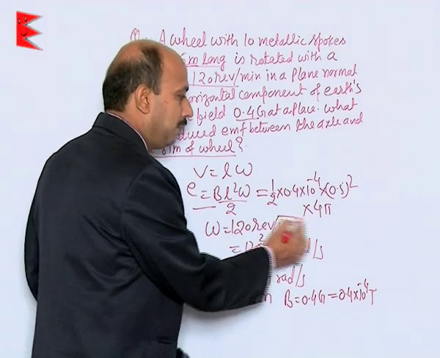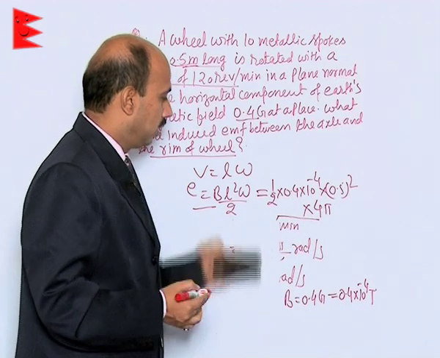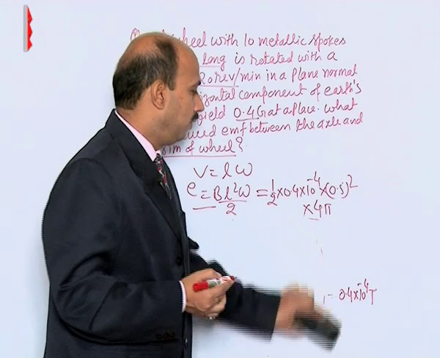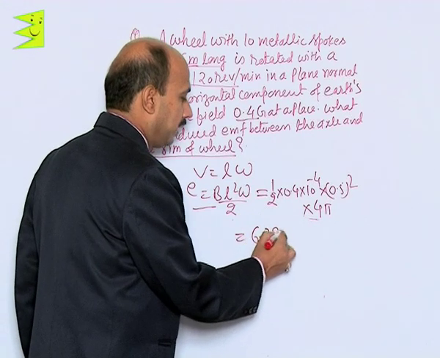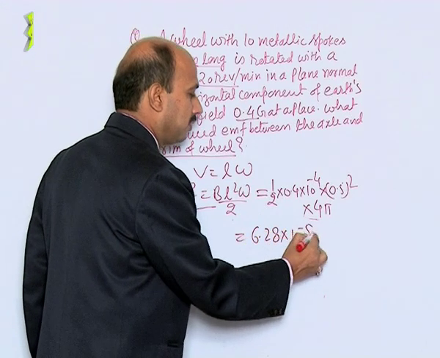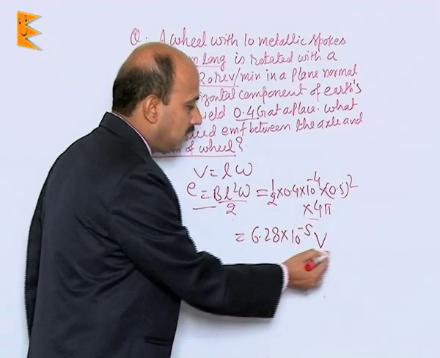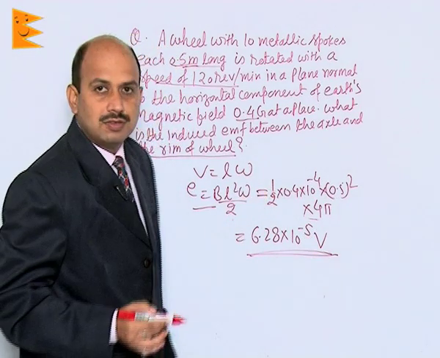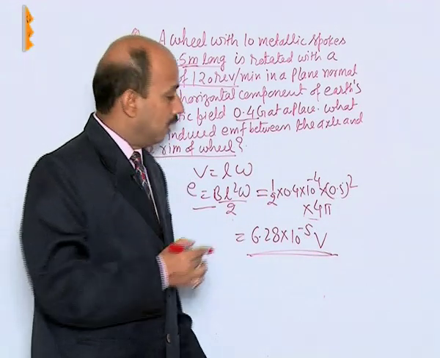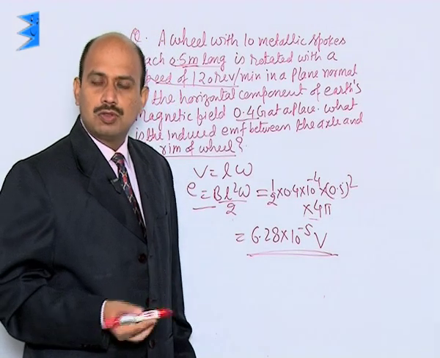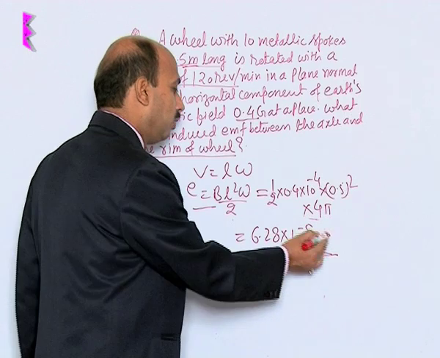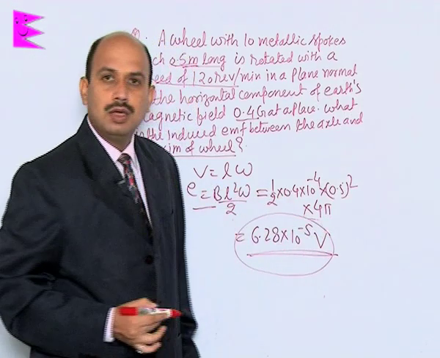Now, when you multiply this and solve, you will get 6.28 into 10 raised to power minus 5 volt. So, this is the EMF induced. Actually, this is the EMF induced across the ends of one spoke. Since there are 10 spokes, all in parallel, the net value of the EMF induced will remain only this much.